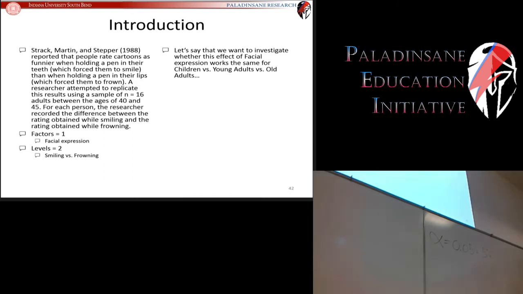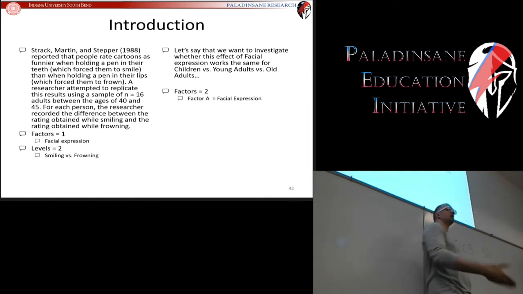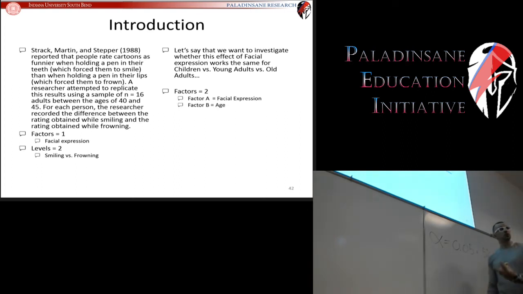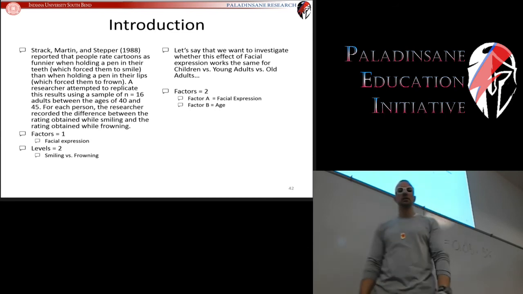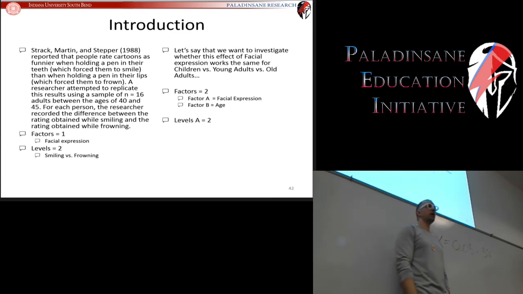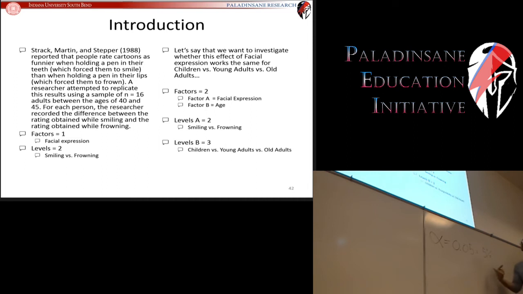And in that case, you would have two factors in your experiment. Factor A would be facial expression. Are you smiling or are you frowning? Factor B would be age. What age are you? So now there's two potential causes. And the levels for factor A, facial expression, we got two levels. We got smiling or frowning. The levels for B, age, we got three levels. Children versus young adults versus old adults.